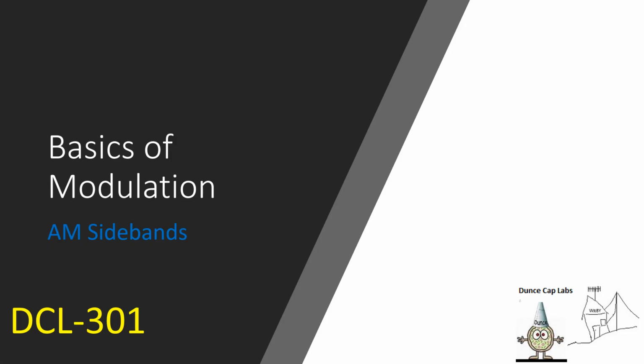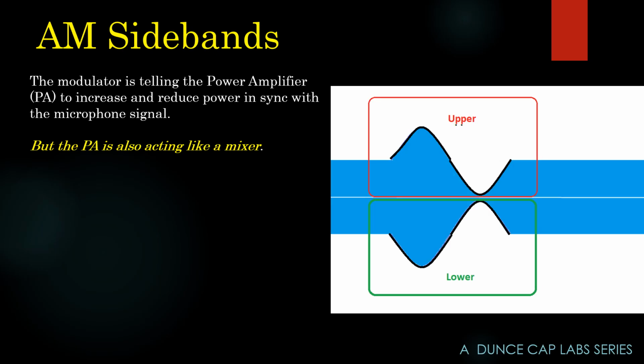Now, what I just showed you was a way to look at the AM wave by looking at the envelope, the power envelope. That's because the power amplifier is essentially being throttled or controlled by the power coming from the modulator. The modulator is telling it to ramp up higher power or drop to lower power. This isn't too hard to understand.